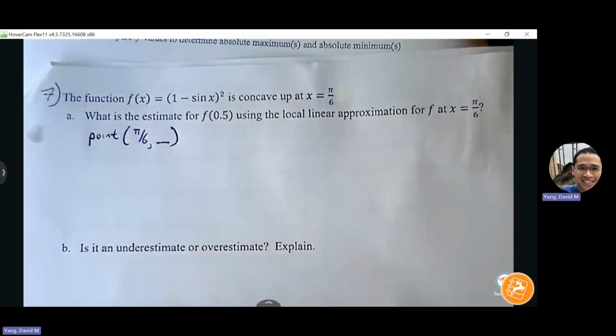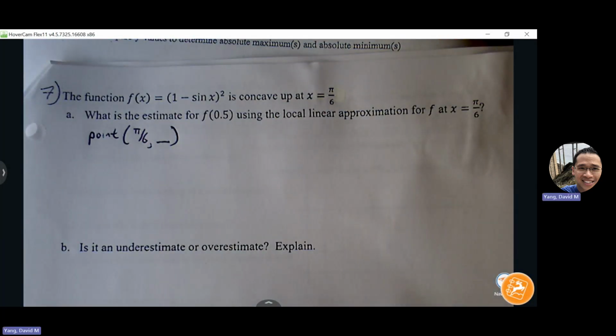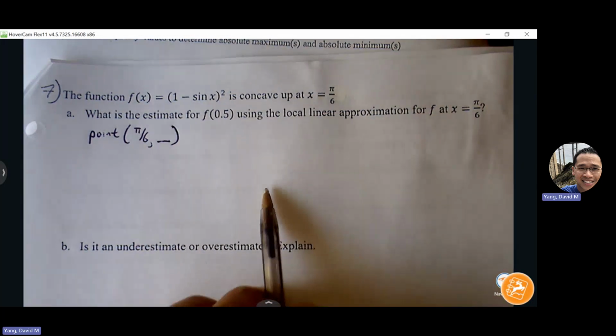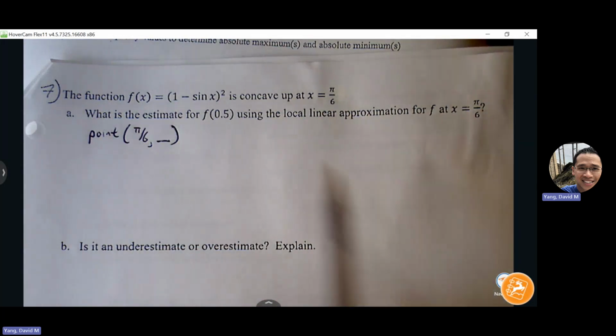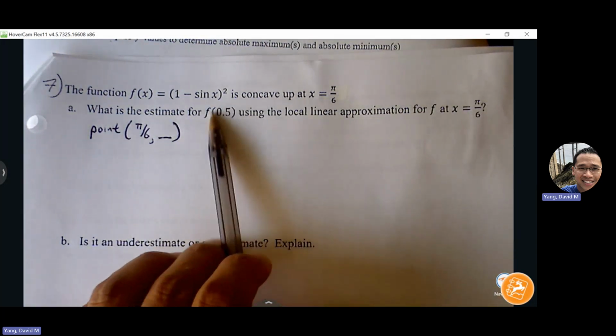Plug pi over 6 into the original function, get that y value. And then next, find the derivative so you can use that pi over 6 to find the slope. Build your point slope form, build your tangent line equation, and then once you have your tangent line equation in front of you, then you can worry about that decimal.